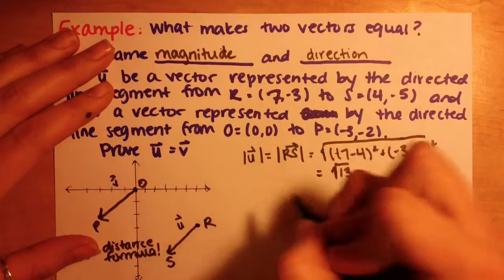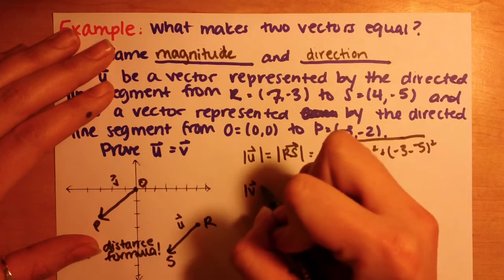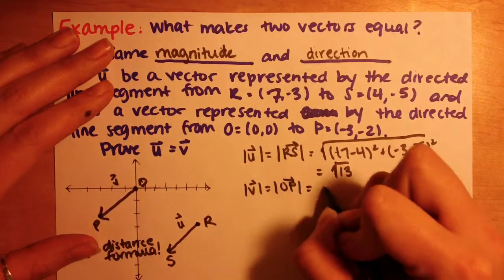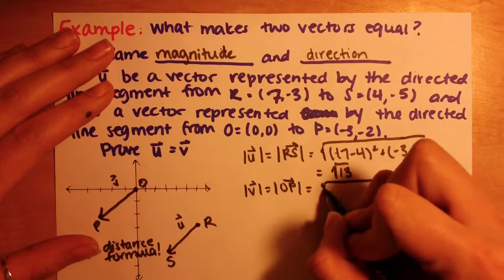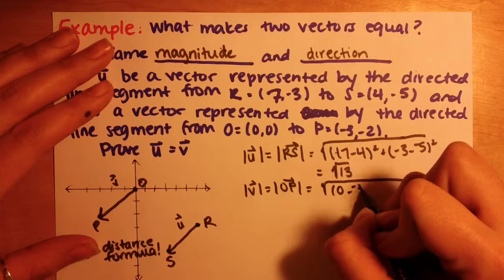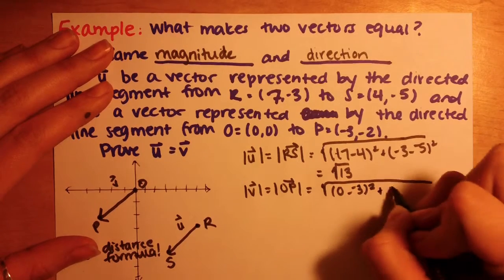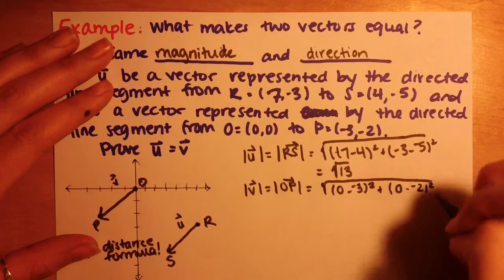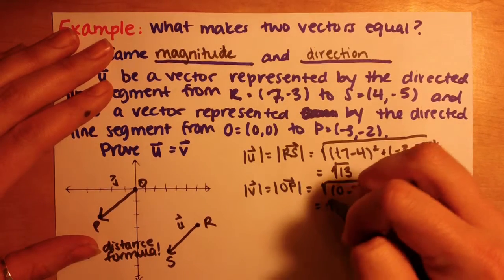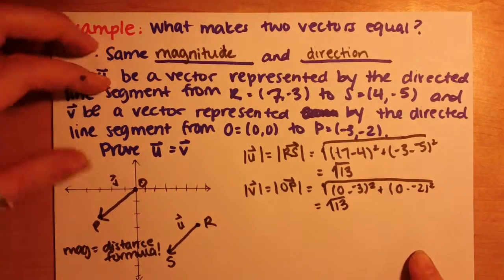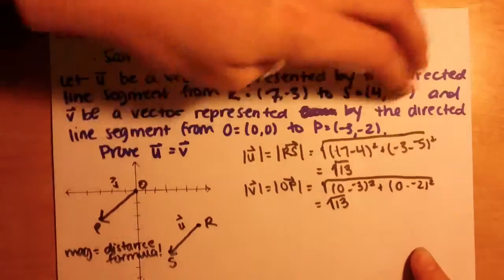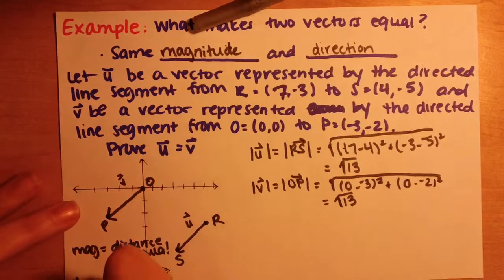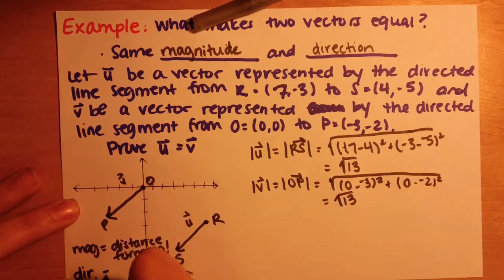So now if I do the same for v, which is the vector OP, I get the square root of (0 minus -3) squared plus (0 minus -2) squared. And that equals the square root of 13. So magnitude is the same. And then direction is slope.